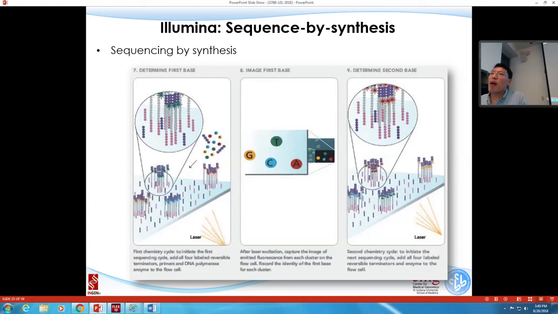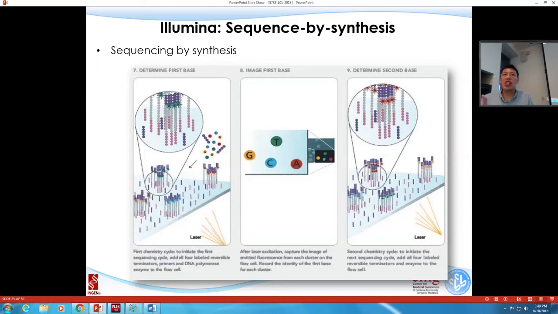Now, the next part will be sequencing. So once all these forests are standing there, all these trees are standing there, how do we detect the signals? So this is coming to the part that is very similar to Sanger sequencing. We're going to put a lot of colored nucleotides into this. This is very much similar to the ddNTP that we're talking about, okay?